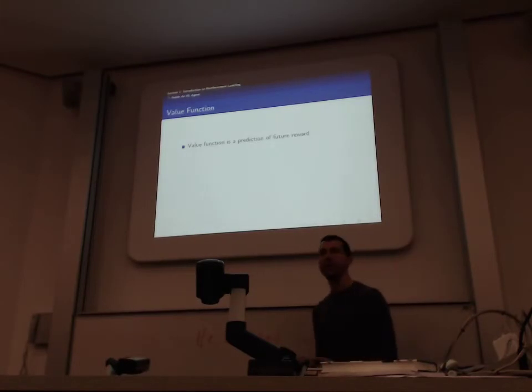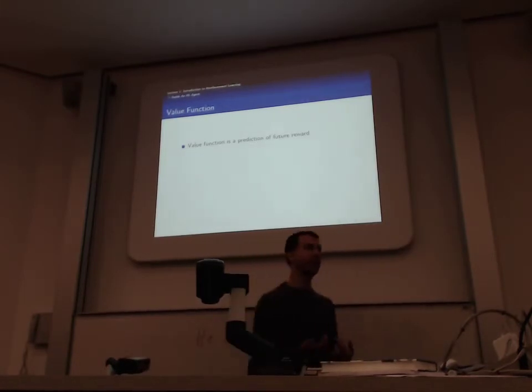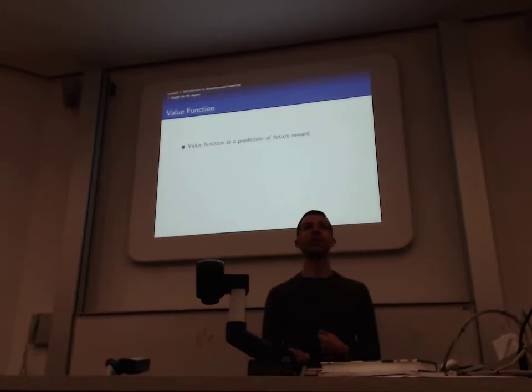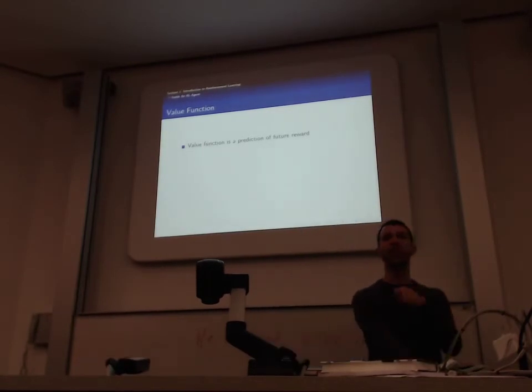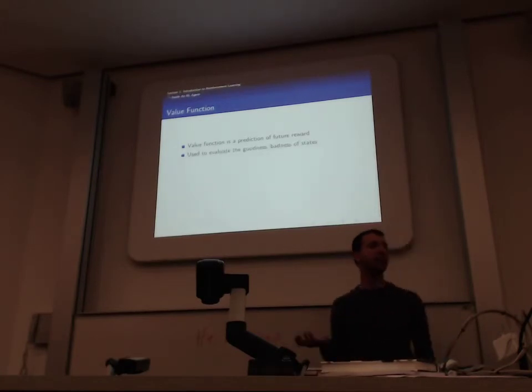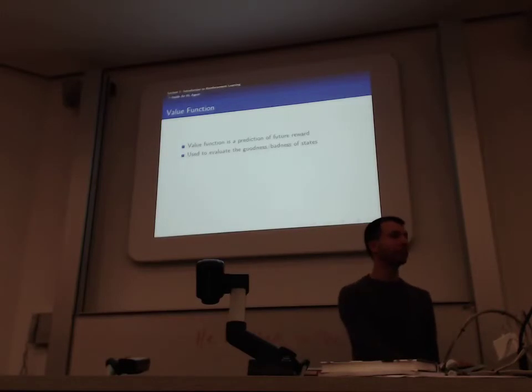Okay, a value function. This is the second major component. What's a value function? Well, it's a prediction. It's a prediction about future reward. So it's a prediction of the total future reward that the agent expects to see following its current behavior, following a particular policy. And it's used to evaluate the goodness or badness of states.